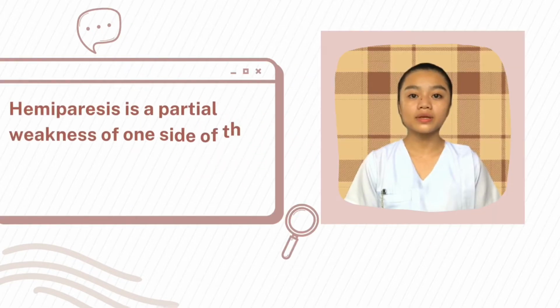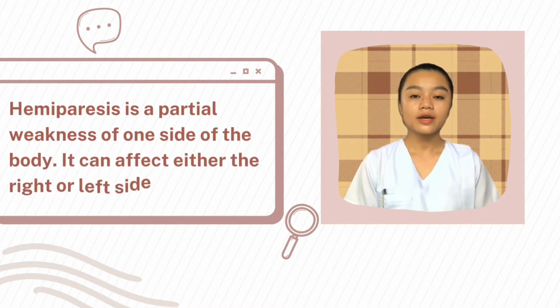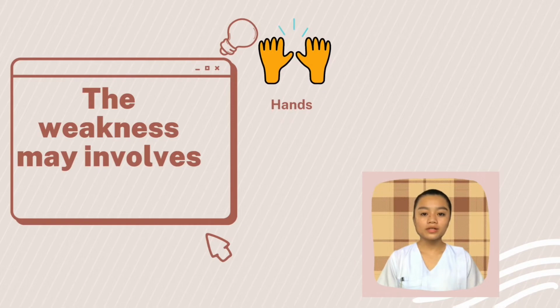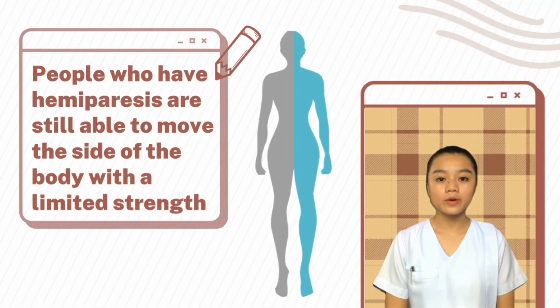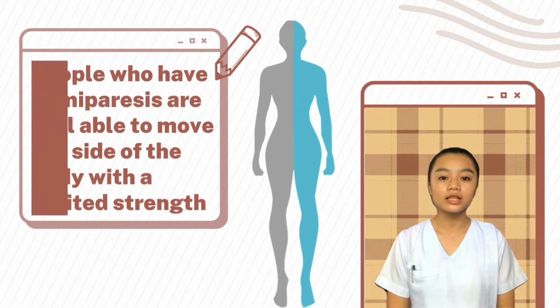Hemiparesis is a partial weakness of one side of the body. It can affect either the right or left side of the body. The weakness may involve the hands, arms, legs, and face. People who have hemiparesis are still able to move the side of the body with limited strength.